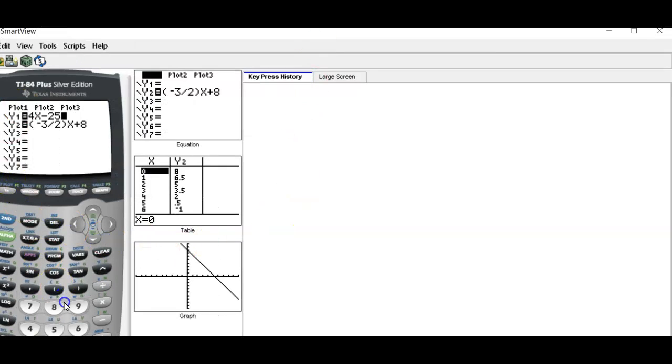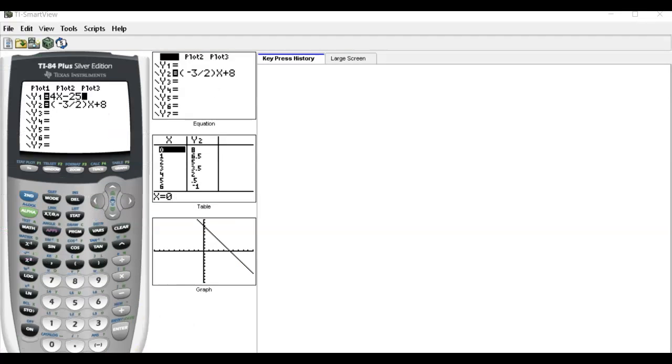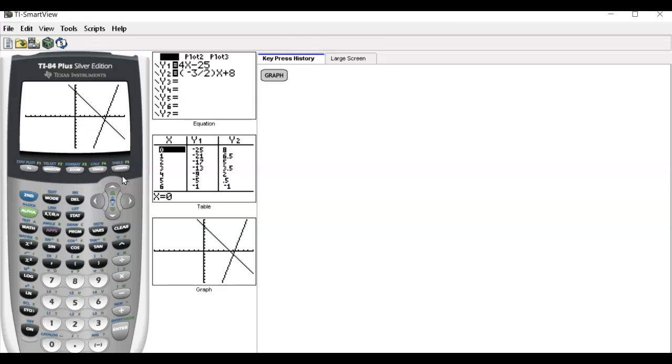Okay, so first equation goes into y1, second equation goes into y2, and I'm going to go ahead and graph them. So here's both equations on the coordinate plane. We can look at this and we can see they intersect right here. Around here is our answer. So somewhere around where x is equal to 5, maybe 6 is where the two equations cross, and that is our solution.